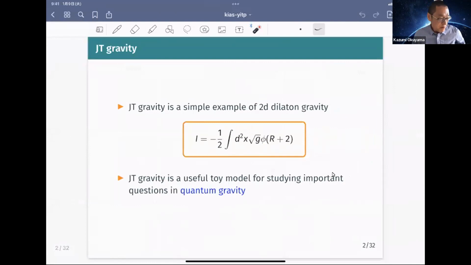As you probably know, JT gravity is a very simple example of the two-dimensional gravity called dilaton gravity. The action of JT gravity is given by this. Here phi is the scalar field, and R is the scalar curvature of the two-dimensional space-time. This action is very simple. Because of this simplicity, JT gravity is a very useful toy model for the study of many interesting and important questions in quantum gravity.